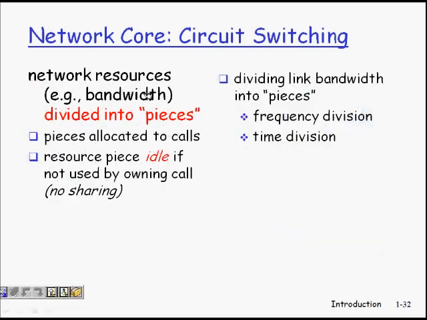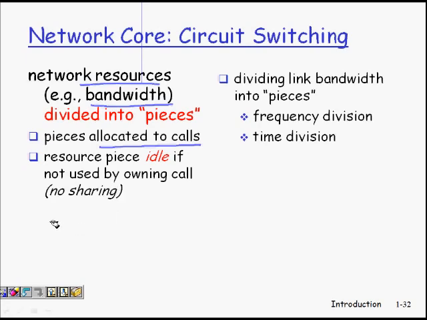Now, we have network resources, for example bandwidth. Your link will have some bandwidth, and I will give a fixed piece of that bandwidth to a particular circuit, a particular telephone call. So pieces are allocated to calls, and if a resource piece is idle, there is no sharing, so that's not good in fact.